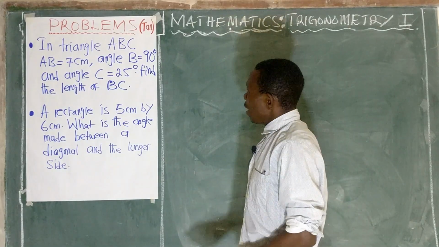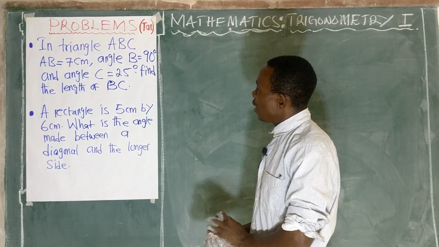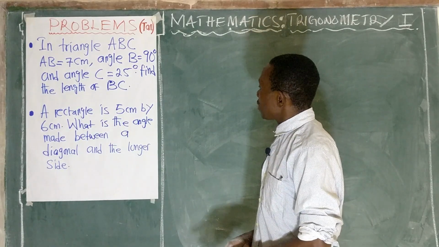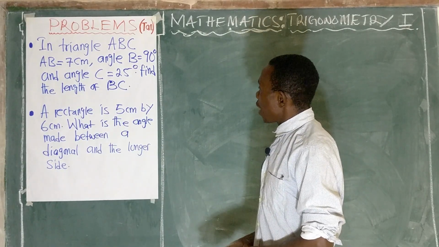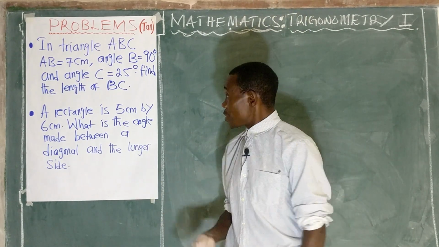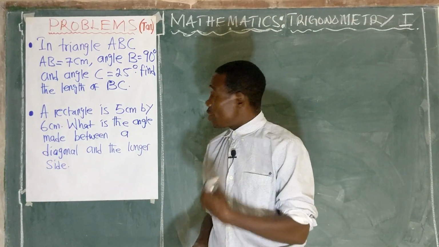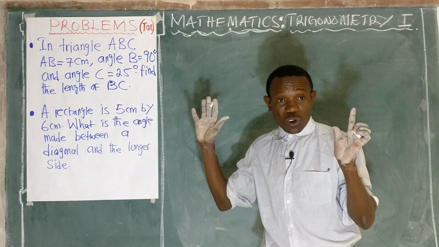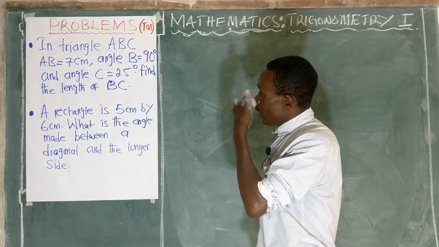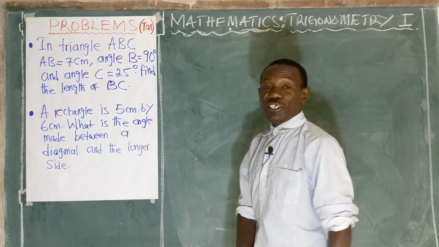trigonometric functions. For example, here we have a triangle ABC, in which AB is 7 centimeters, angle B is 90 degrees, and angle C is 25. We are asked to find the length of BC. Definitely, this is a right angle triangle. So it's the time when you think about the trick. The first method you learned in JCE, the Pythagoras theorem, also works when you are figuring out problems about the right angle triangle. When that one is weak, you can jump into trigonometry.